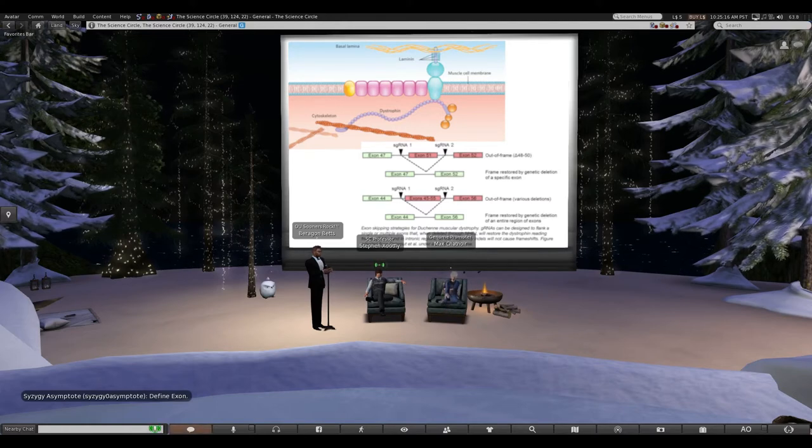And so Syzygy asked me to define an exon, and I'll just repeat that it's the DNA sequence that specifies the parts of the protein that get made.